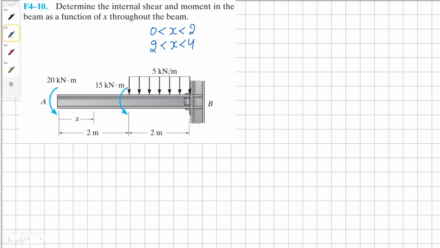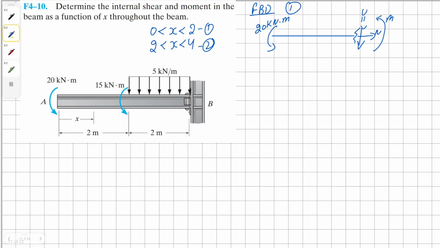To begin with our first section, let's draw its free body diagram. We're going to have our beam, and at one end we're going to have a cut, where we have our shear and our normal force. The normal force will be 0 in this case because there isn't any external horizontal force acting on this beam. And on the opposite end, we have a 20 kilonewton meter moment in the counterclockwise direction. For this section, our shear is also going to be 0 because we don't have any vertical force acting on this section.